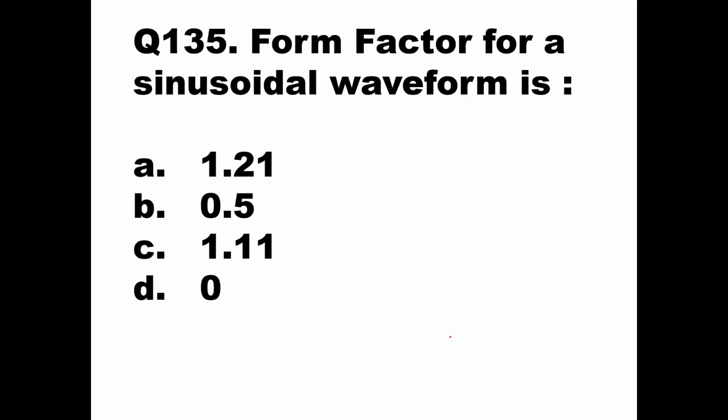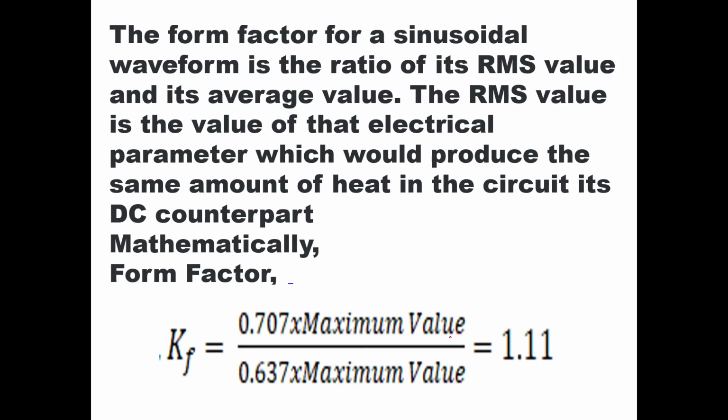Then we'll go to the next question. Form factor for a sinusoidal waveform is. Now the form factor is the ratio between the RMS value and the average value, each expressed in terms of the maximum value. So form factor is equal to 0.707 into maximum value upon 0.637 into maximum value. If you take 0.707 upon 0.637, you will get 1.11, and 1.11 is the form factor for a sinusoidal waveform. It is the ratio of its RMS value to its average value.